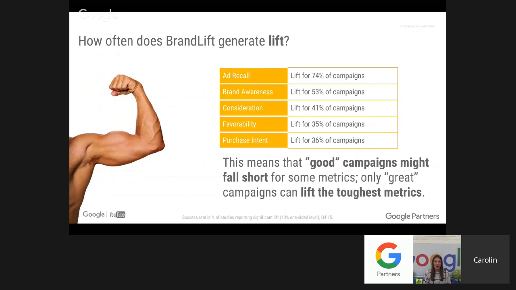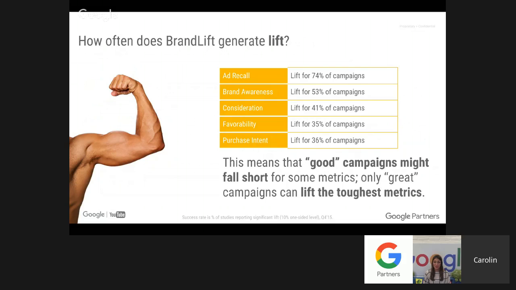Obviously, the question now is, how likely is it that I generate a lift? As I mentioned earlier, not every campaign generates lift, and we tell you when there's no lift. On a regular basis, we look at past brand lifts and identify for each category how likely a lift is to occur for a certain metric. This table shows you the outcome of our Q4 analysis. If you were, for example, to measure consideration, 41% of campaigns in Q4 have seen an uplift. Not every campaign is great enough to generate those lifts and really impact your audience. So you don't just need a good campaign, you need a great campaign to uplift the toughest metrics.